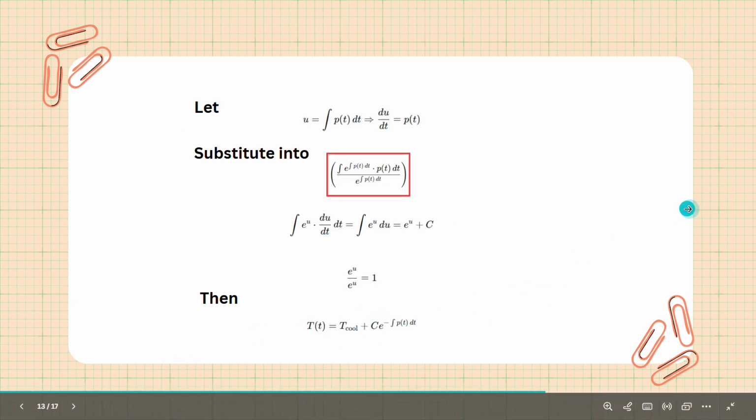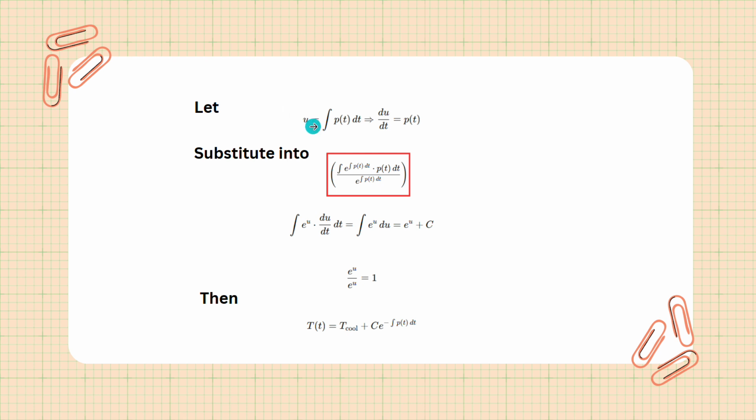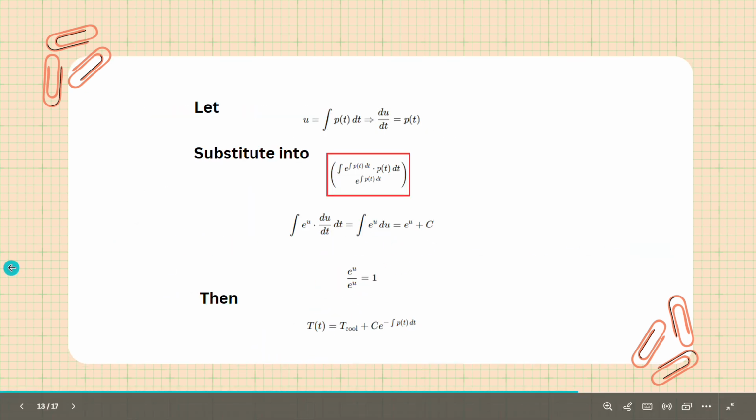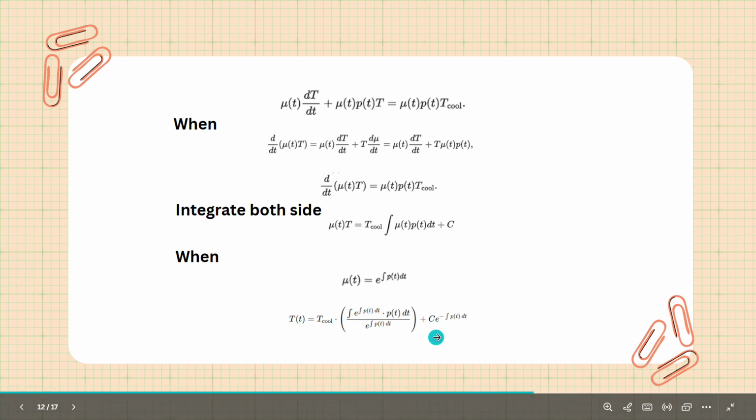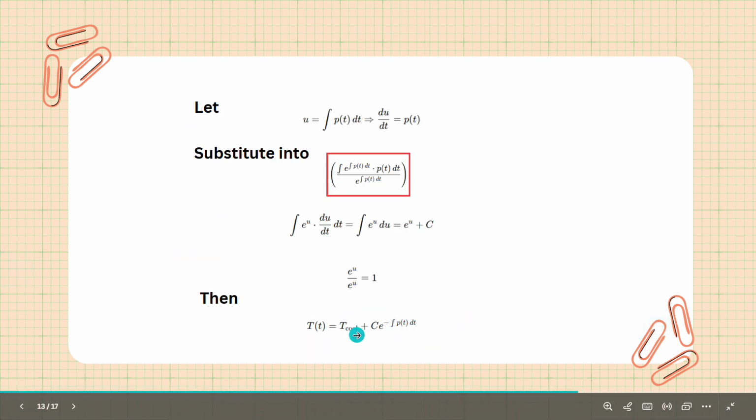Seems complicated, so we will use a substitution, which is u equal to the integral of p(t) dt. When you solve this, you get du over dt is equal to p(t), and then this one you substitute into this long term, it will become this short. Then just cancel out each other, then you got e^u plus c, and then you substitute all of those things in this new equation to get this.